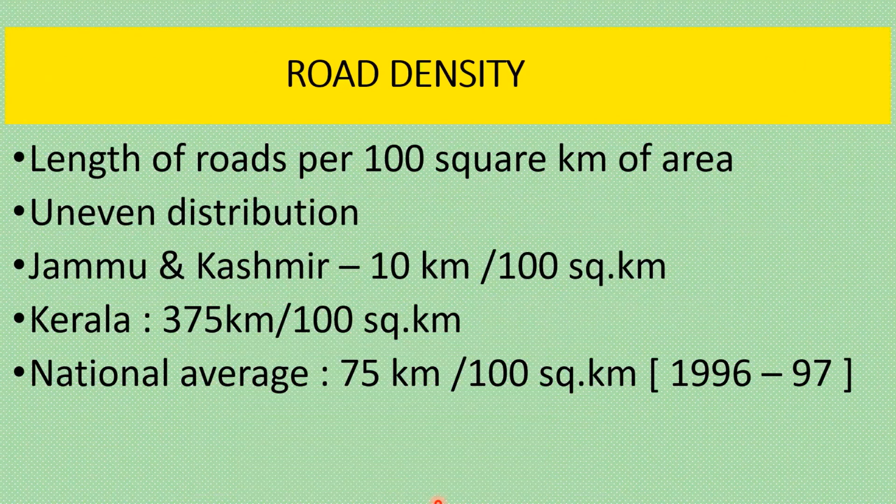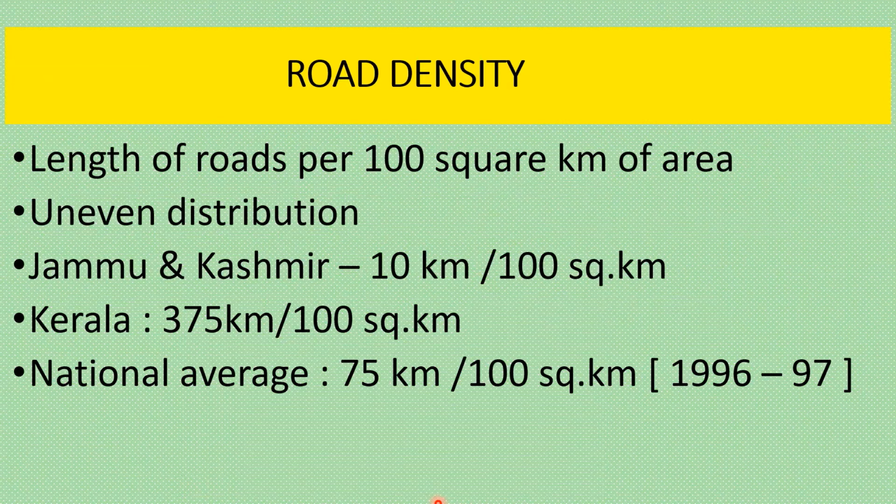What is road density? Length of roads per 100 square kilometer of an area is called road density. The road density differs from region to region, from area to area, from place to place, and from one country to another country. It's not the same. It's highly uneven.